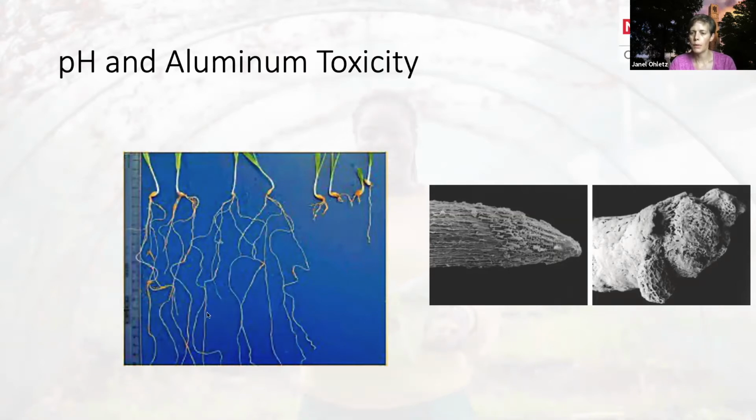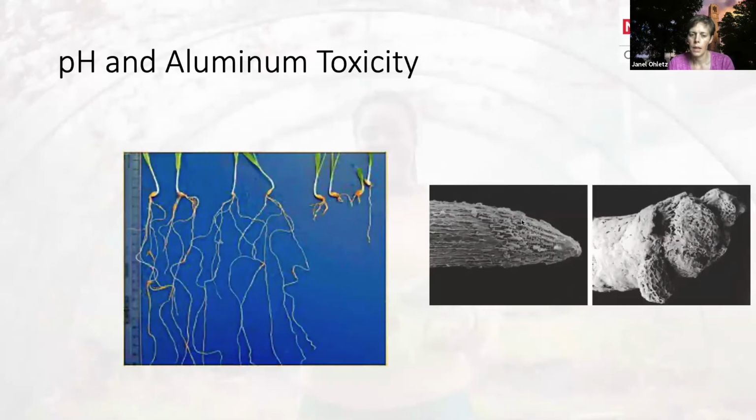The ones with the very long roots were grown with no aluminum, and they had an ideal pH. The ones with very short roots were grown with a pH below 5.5, which would lead to a high amount of aluminum toxicity. And as you can see, those roots are probably not conducive for long-term growth for those plants.